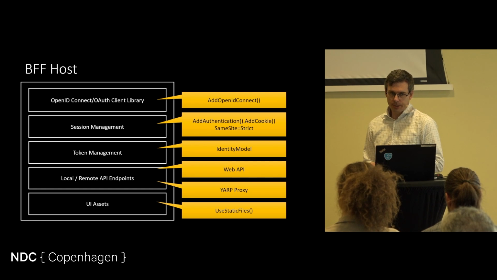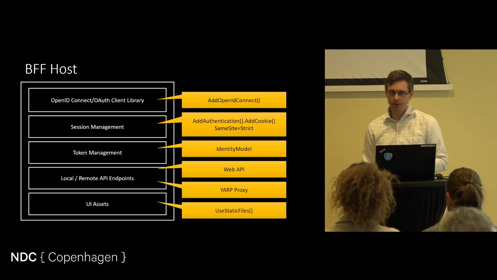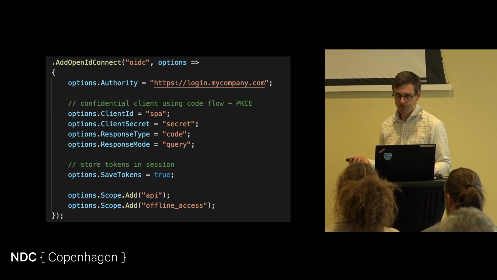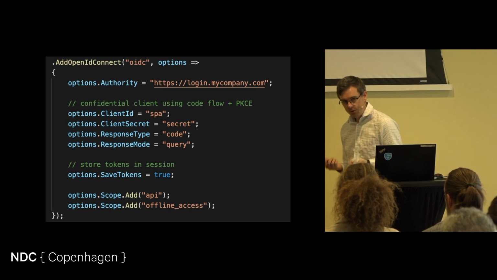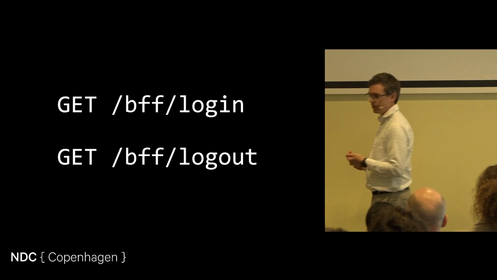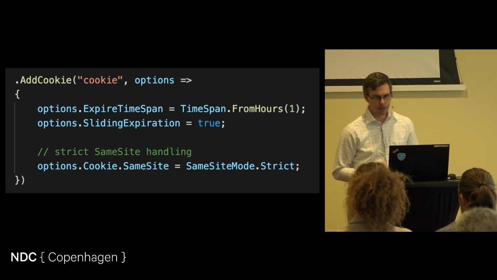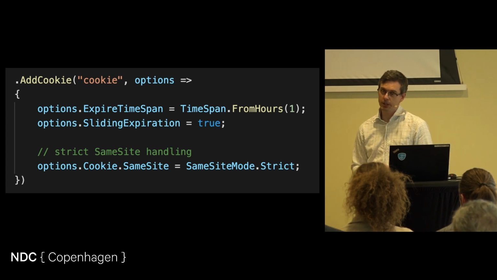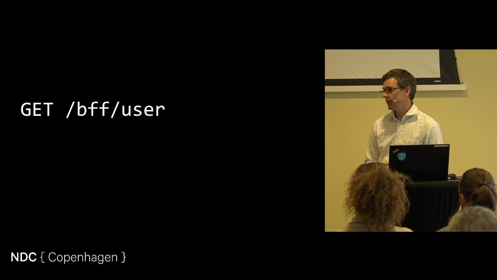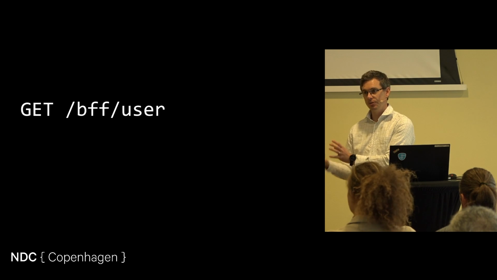So I'll go quickly through just the parts of what we will need to do on our backend. Our backend will need to add OpenID Connect setup. We will get 2 new endpoints, log in and log out, where we simply can redirect the user when we want to log in and log out. We will need some session handling with SameSite strict we can now set. We'll get a new endpoint on BFF, get BFF/user, where we can get the currently logged in user information about that.